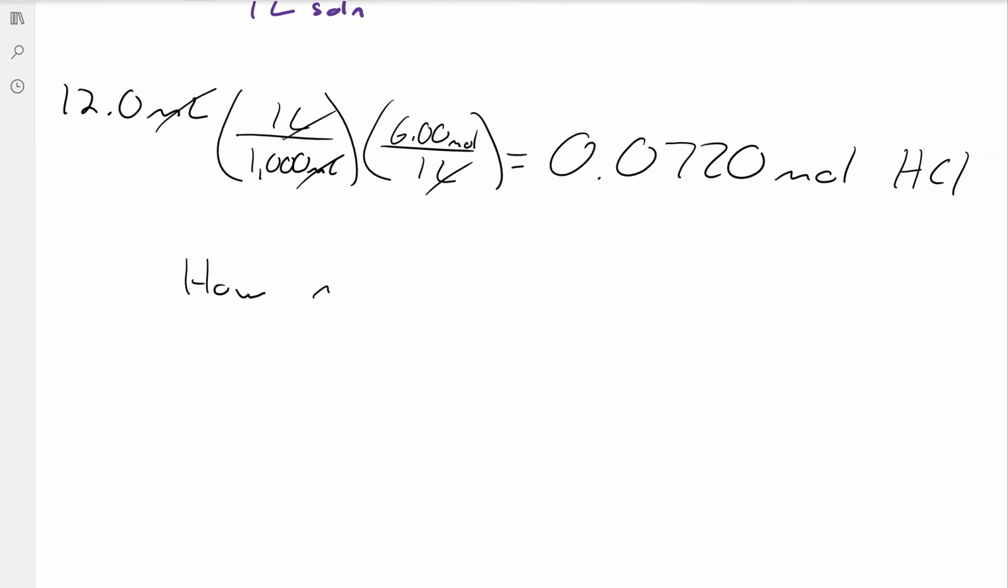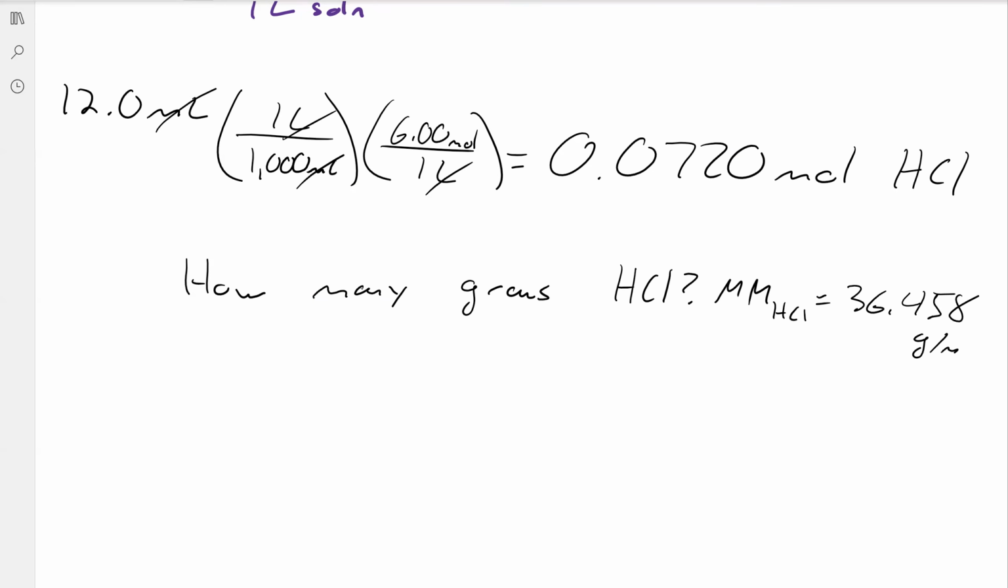For example, how many grams do you then have? In order to go from moles to grams, we need to know the molar mass. So that's something that you would use your periodic table or Google for. Google tells me 36.458 grams per mole. And then I do the same exact conversion that I did up here.